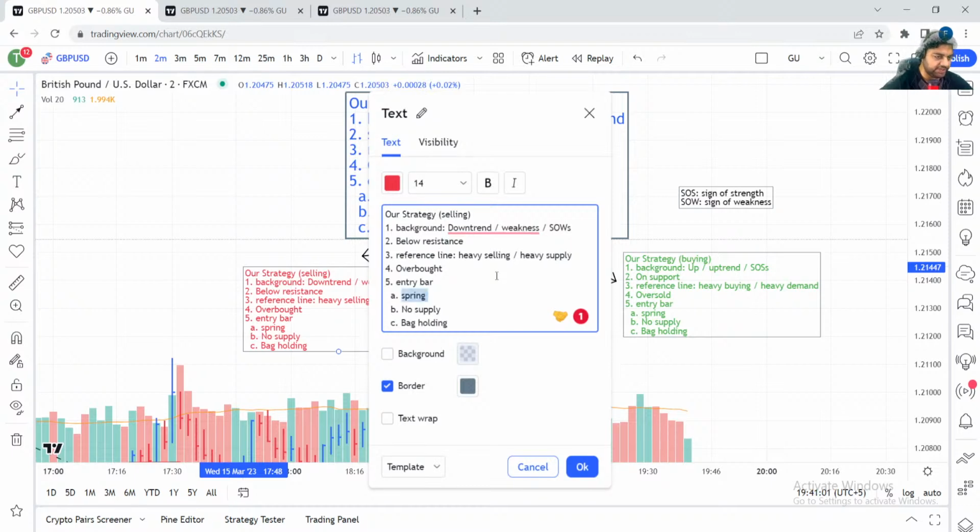And how about the entry bar? The entry bar can be upthrust, not spring. You will not sell on the spring, and you will not sell on no supply, but you will sell on no demand, and not on bag holding, but rather ERM.